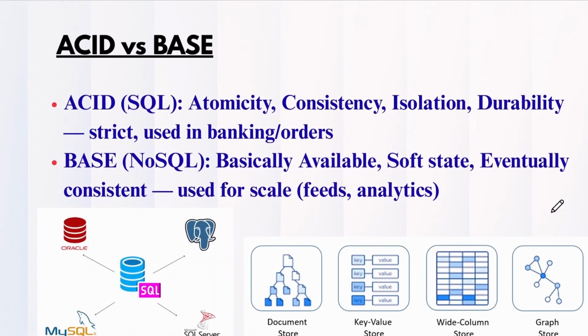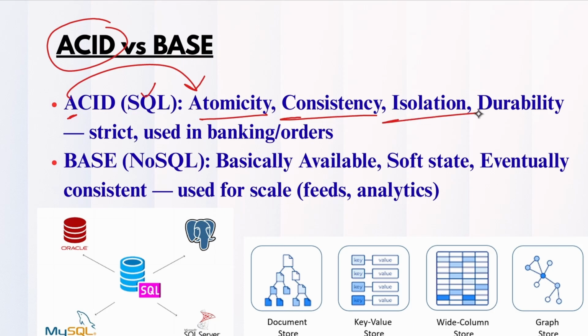The next thing we need to understand is ACID versus BASE. ACID is not a real word, it's what SQL databases follow. A is atomicity, C is consistency, I is isolation, and D is durability. All these four things have to be there for a well-built software system. It is strictly used in banking or similar systems.